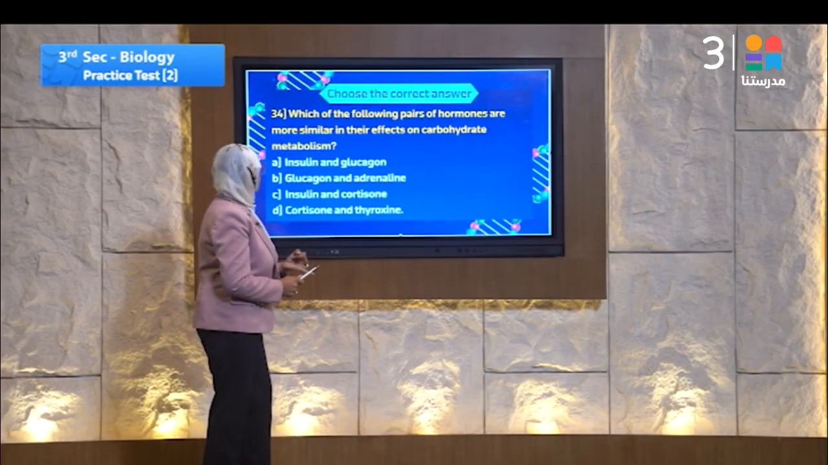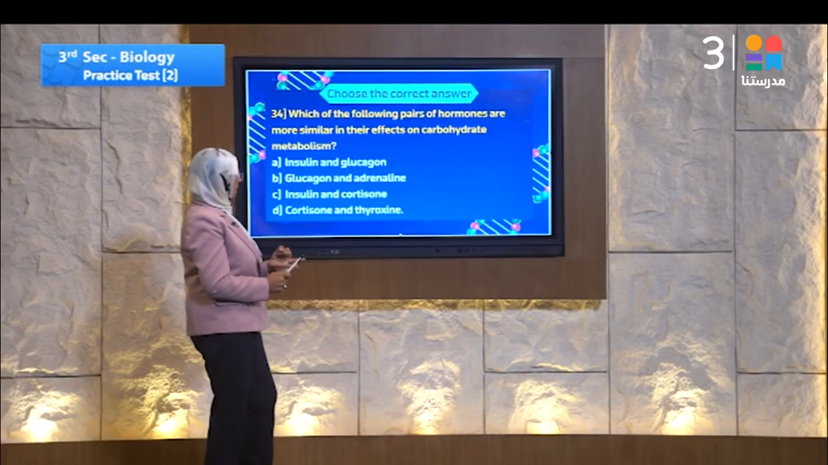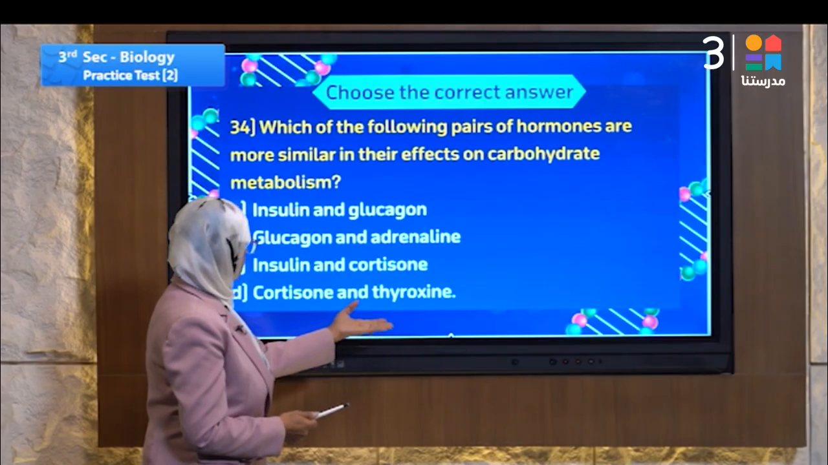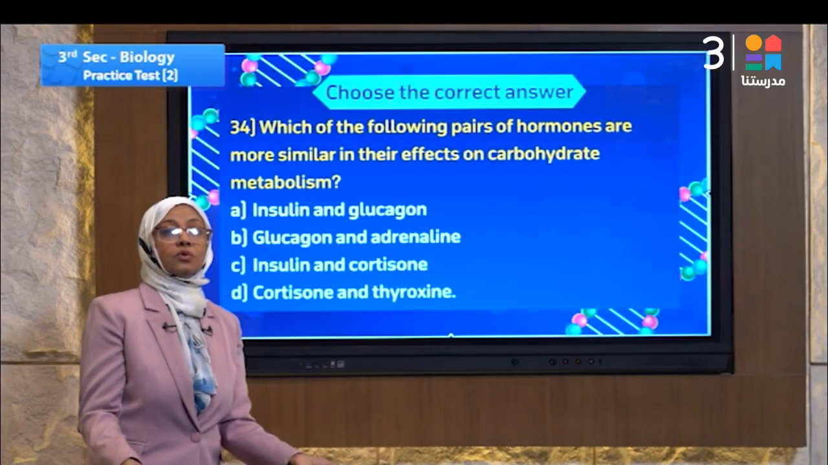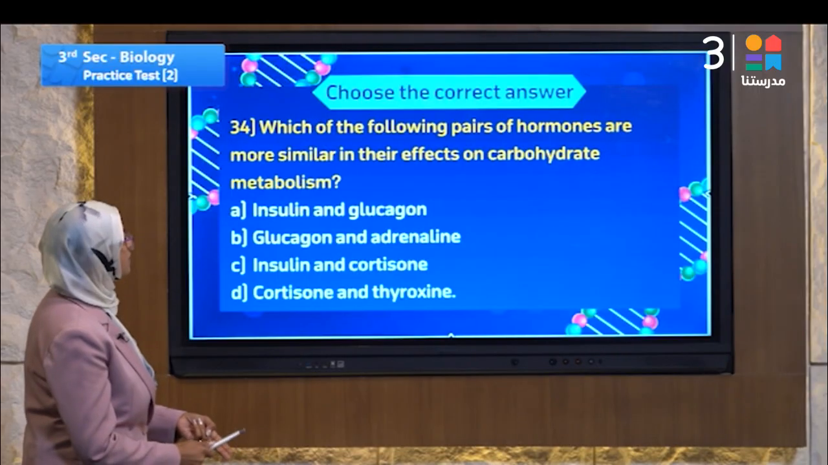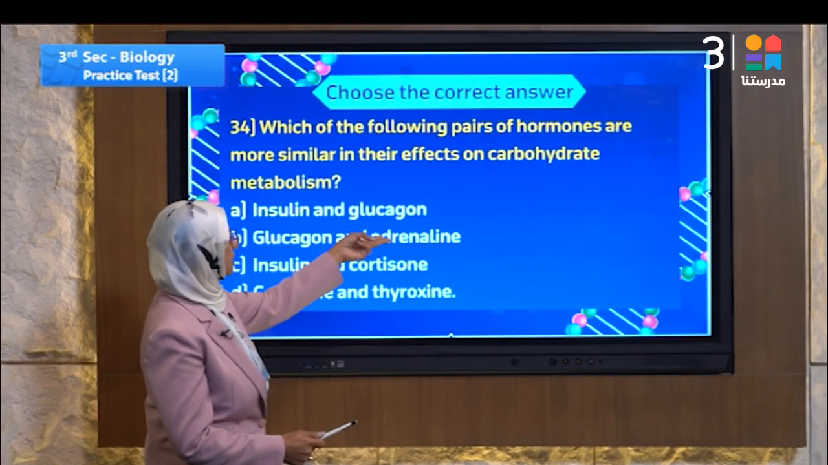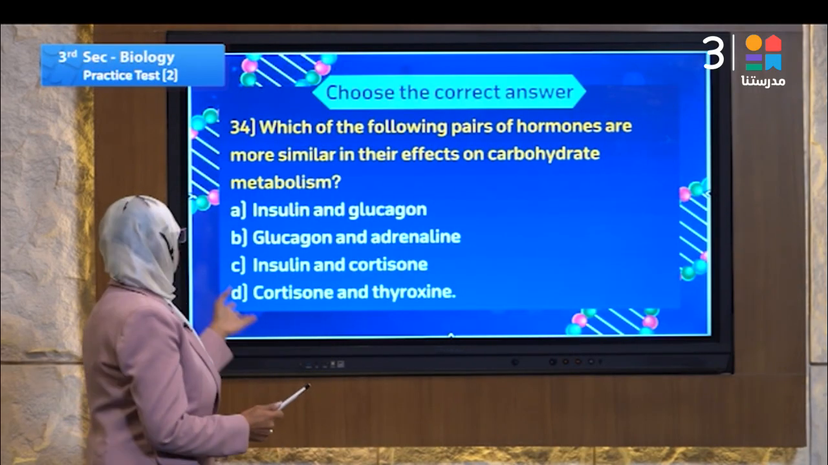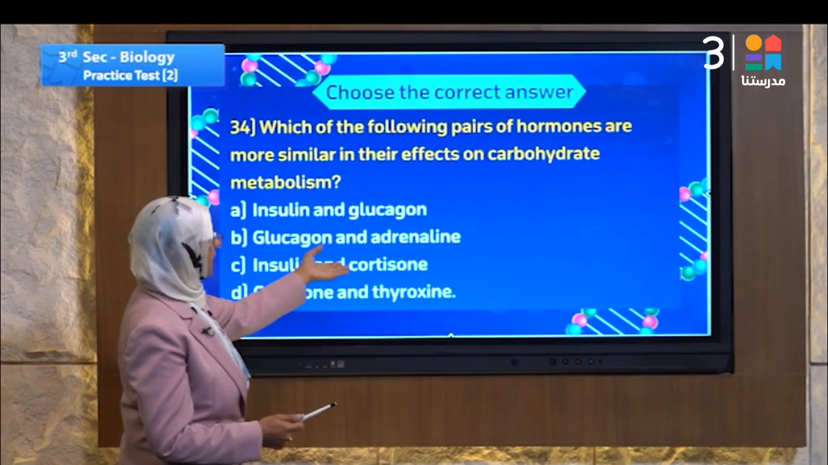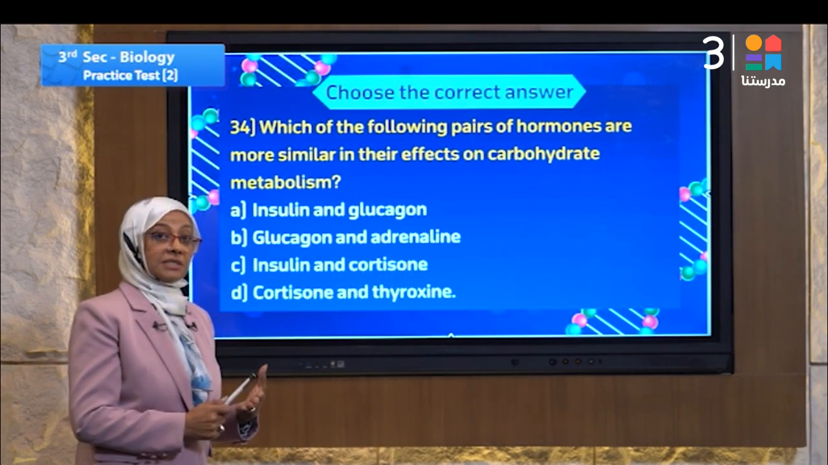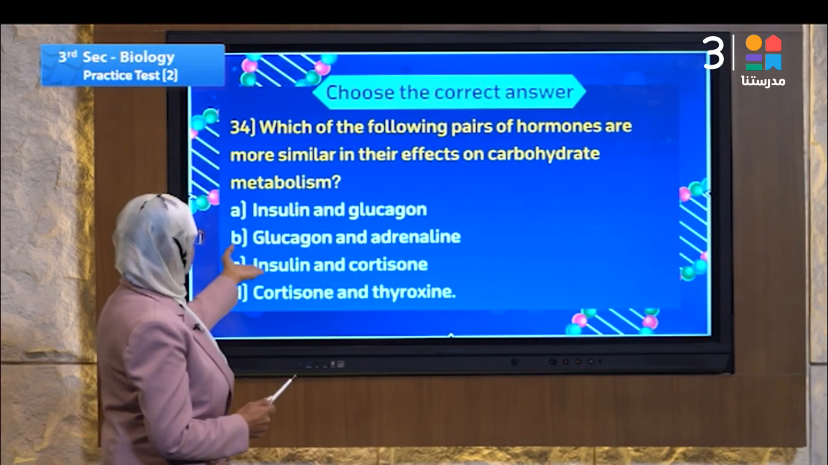Insulin, glucagon, adrenaline, cortisol, thyroxine. Let's see which two of them are similar in their effect on carbohydrates. A, insulin and glucagon. Glucagon here has the opposite effect of insulin. B, glucagon and adrenaline. Adrenaline is the fear hormone, which has the same effect as glucagon.